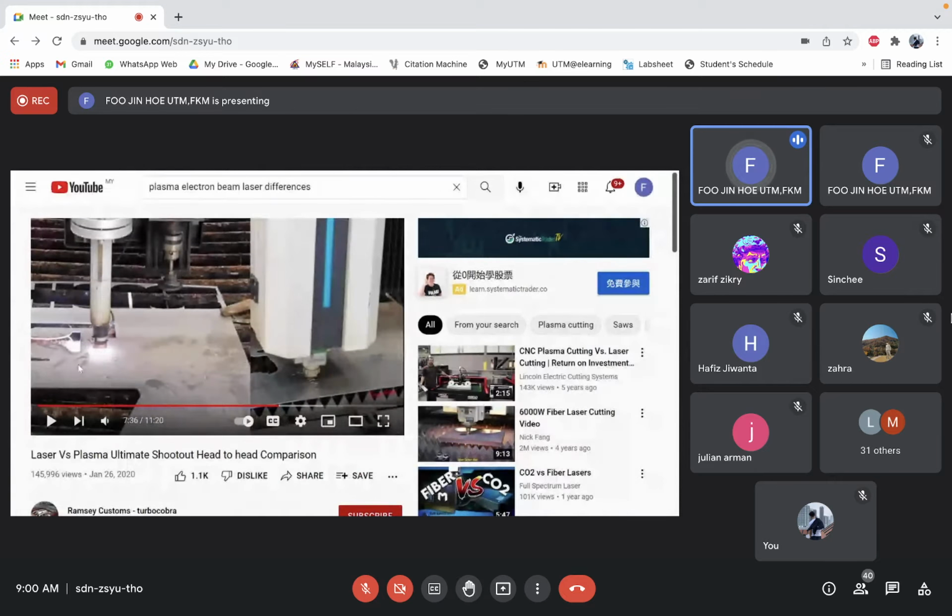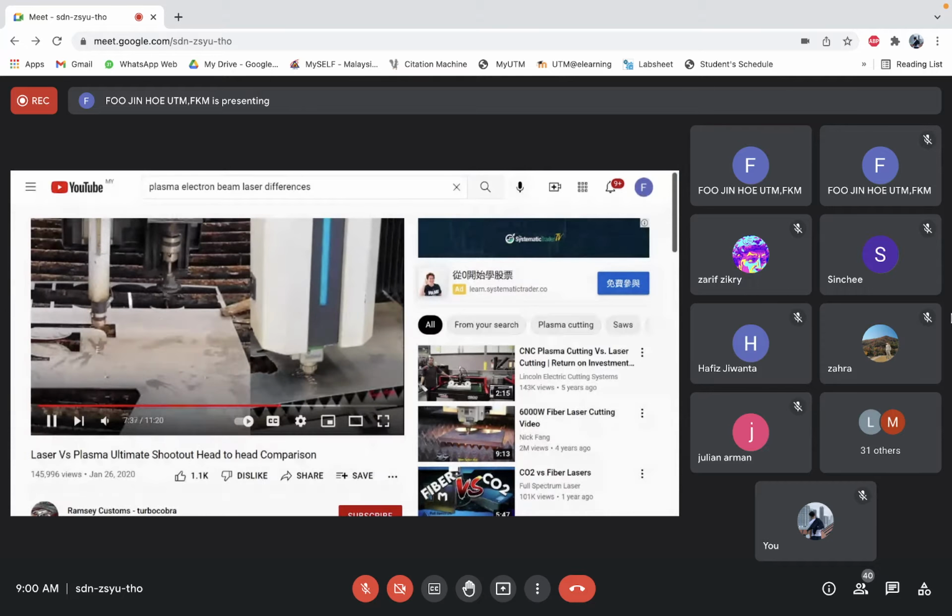So you can see from here that this one produces a bright beam to produce sufficient energy, whereas this one is just some very tiny, small sparks. All right, so that's one of the differences between these two. Not to say that the plasma is not good. It depends on the job that you intend to do.